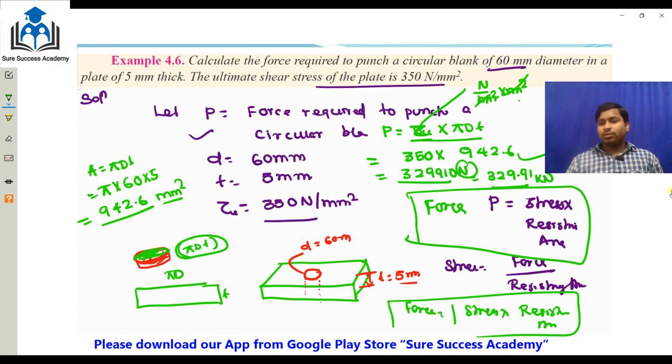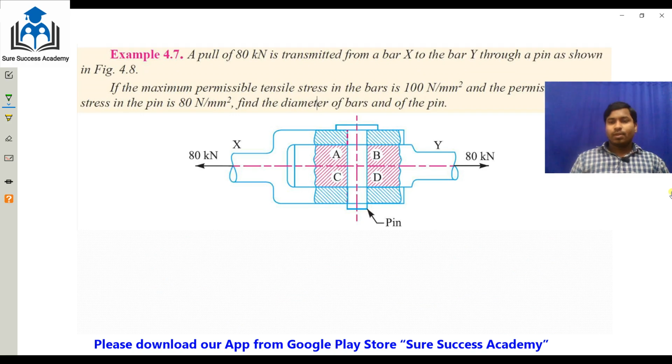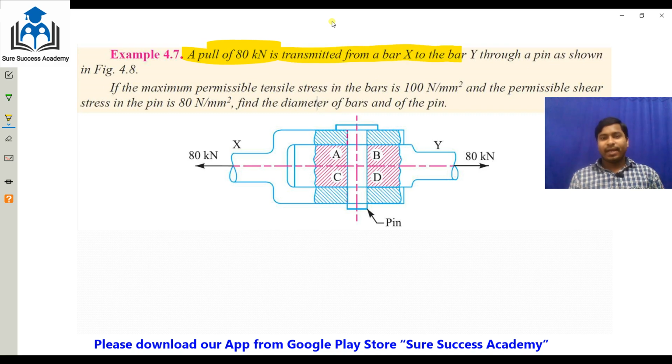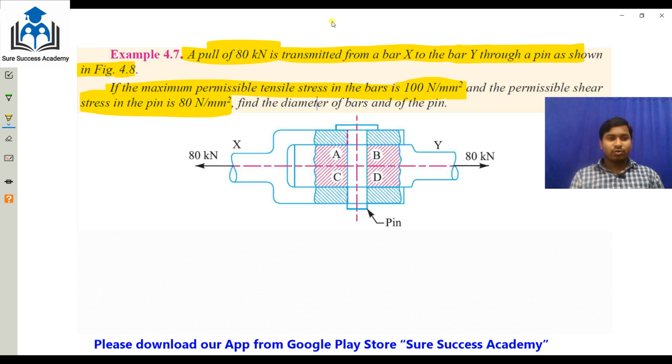Now we'll do one more problem. What is given here? A pull of 8 kilonewton is transmitted from X to Y through a pin. This one is a pull here. If the maximum permissible tensile stress in the bar is 10 Newton per mm square and the permissible shear stress of the pin is 8, find the diameter of the bar and of the pin.